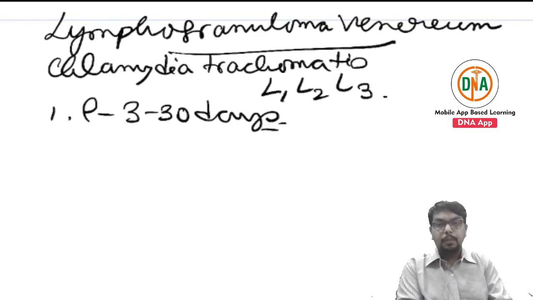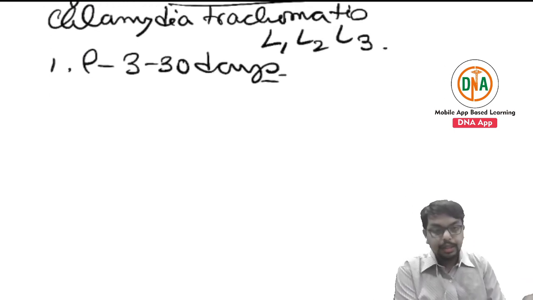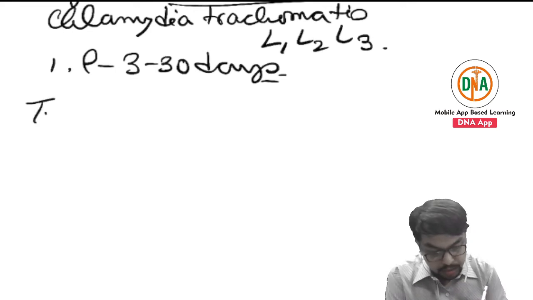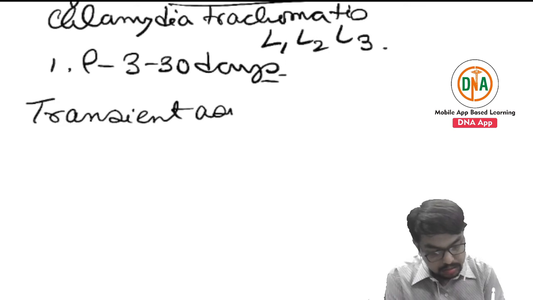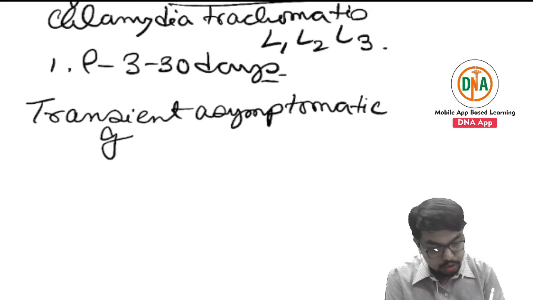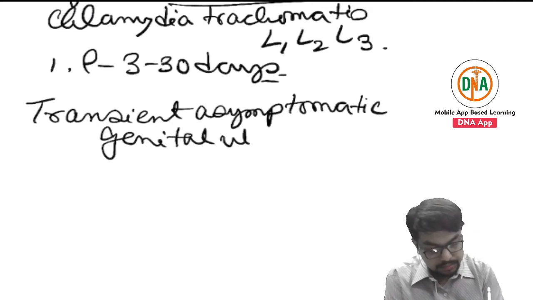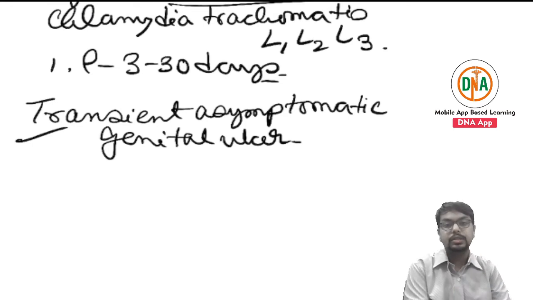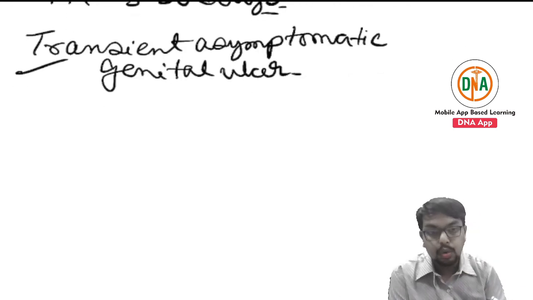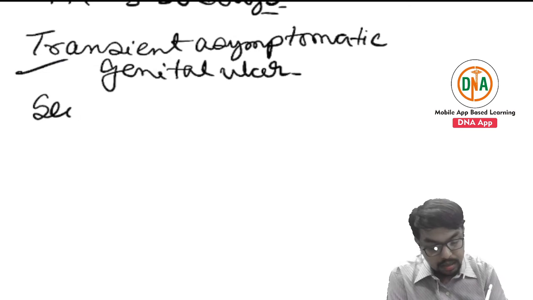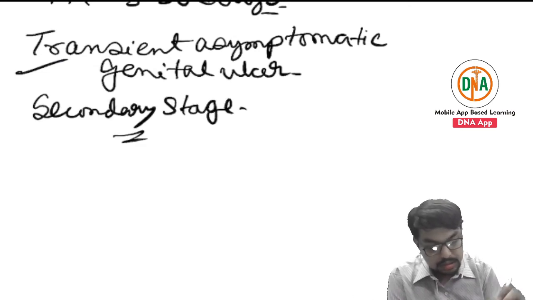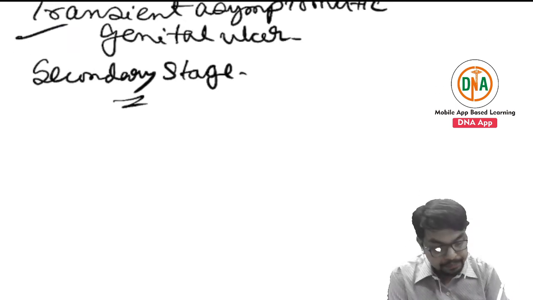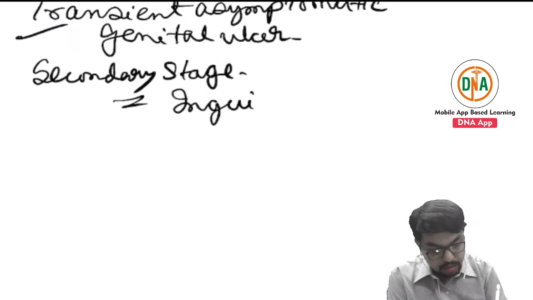Now here the primary lesion, what we get is a very transient asymptomatic genital ulcer. It is often unnoticed. This is the primary stage. What we notice is the secondary stage, the changes in the inguinal lymph nodes. There will be inguinal lymphadenopathy.